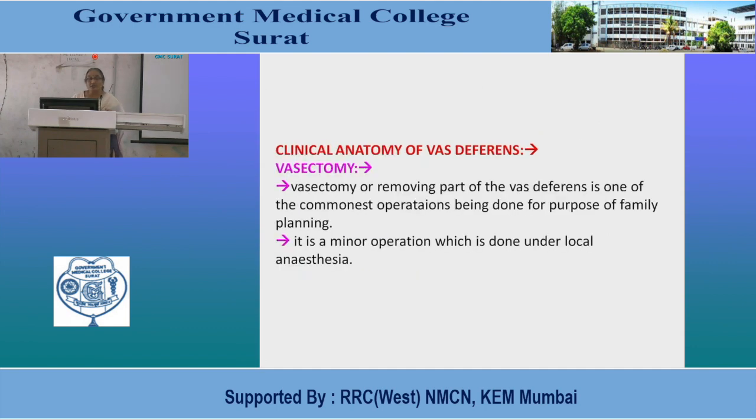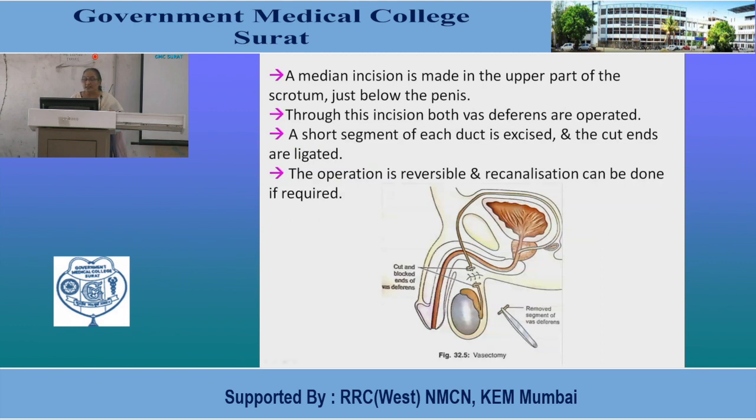Clinically, the most important is the sterilizing process in the male called vasectomy. Ectomy means the removal of a piece. Removing part of the vas deferens is one of the commonest operations done for the purpose of family planning. It is a minor operation done under local anesthesia. You can see in the given diagram the cut end and blocked end of the vas deferens.